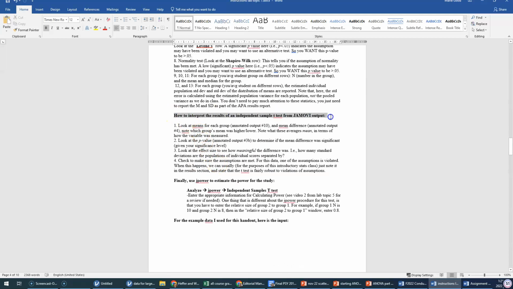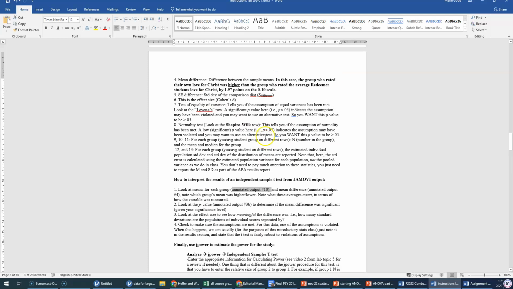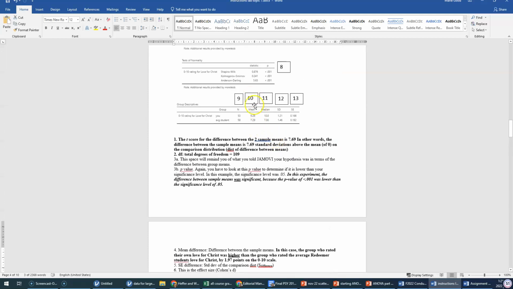What I do want to go over is how to interpret the results of an independent samples t-test from Jamovi output. This is pretty straightforward, like we're used to seeing. The first thing that you want to do is look at the means for each group, and that is found in annotated output number 10. So let's look at number 10. You can see here that each group has a row. For the U group, their mean rating was 9.26 on the 0 to 10 scale, and the average student group's mean rating was 7.29.